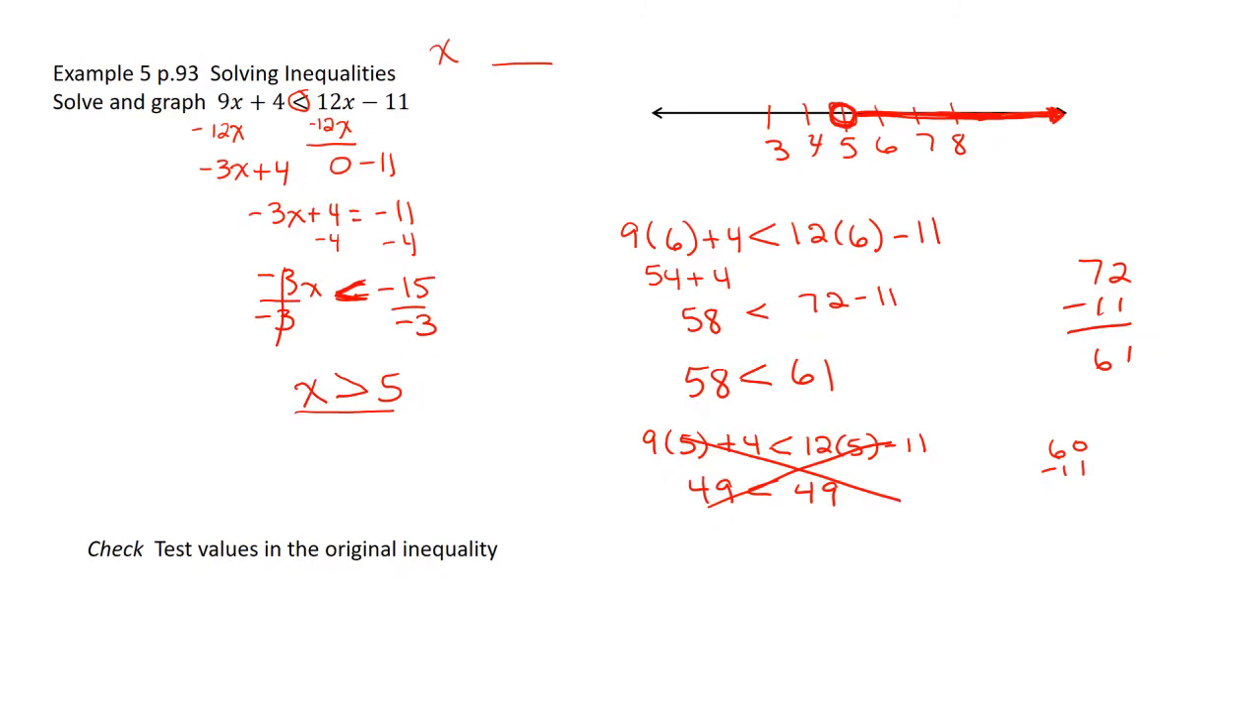All right, and let's try one more situation. Let's try a number less than 5. Let's try 0. It's a nice, easy number. So 9 times 0 plus 4 is supposed to not be less than 12 times 0 minus 11. So this is going to be 4 is smaller than negative 11, and that is not true. So all three situations turned out the way we wanted them to be, so we solved the problem correctly.